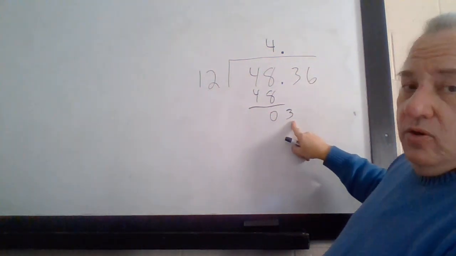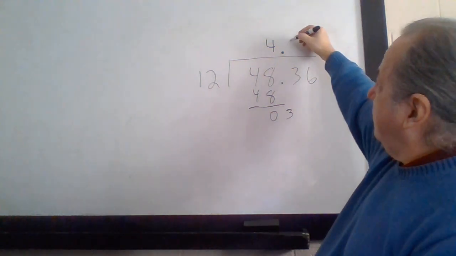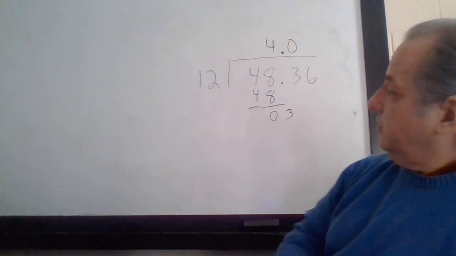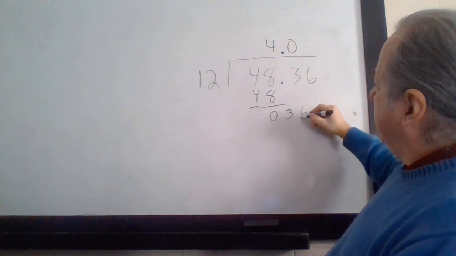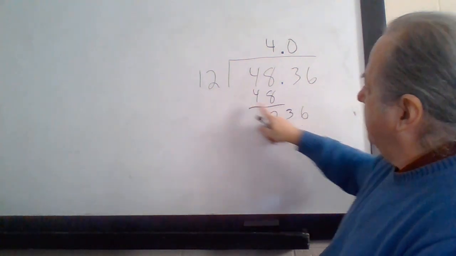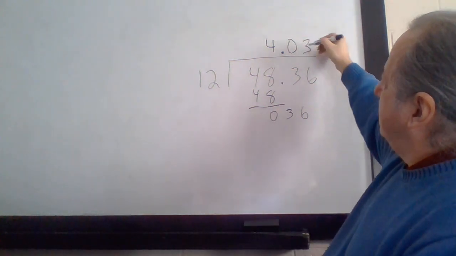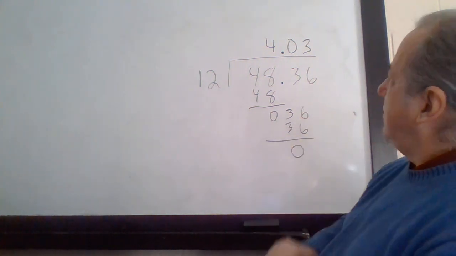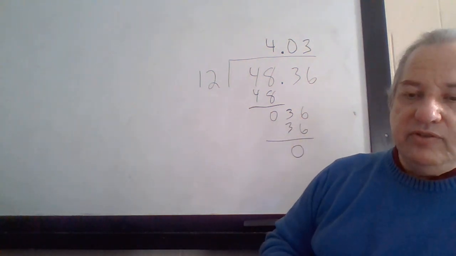12 does not go into 3. So since it does not go into 3, that's where I have to have a 0 as a placeholder. Bring down the next number. 12 into 36, and 12 goes into 36 3 times, and 3 times 12 is 36, subtract, and that is my final answer.